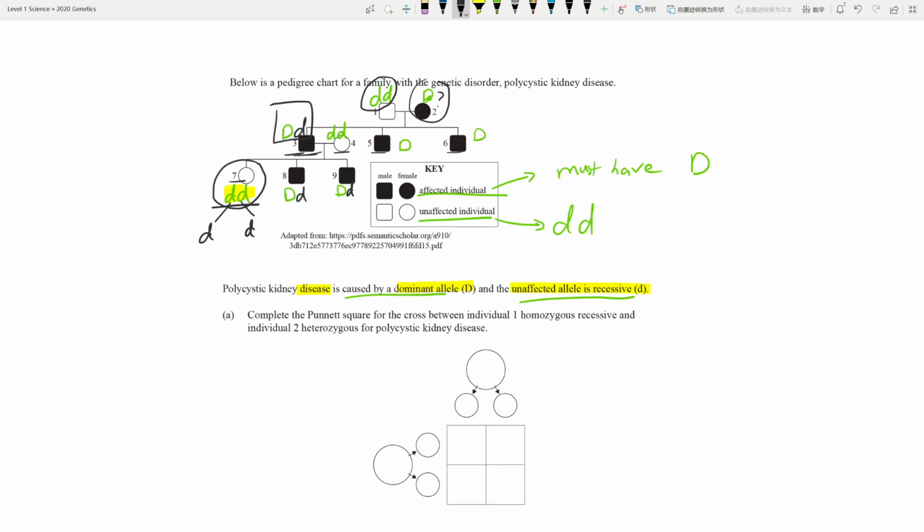Now complete the Punnett square between individual 1, which is homozygous recessive, and individual 2, heterozygous. Oh, they even told us that 2 is heterozygous. Thank you. So number 1 is homozygous recessive. Again, definitions: homozygous recessive means you have two small letters, small d. Heterozygous means you have one of each, big D, small d. So this is small d, and then capital D, small d, and this is just a simple Punnett square.